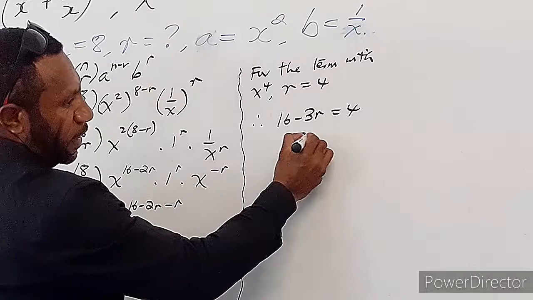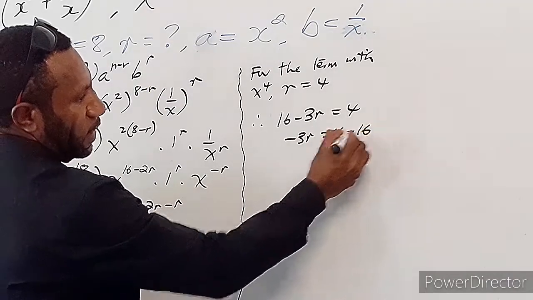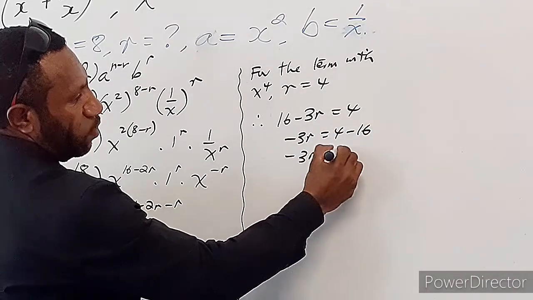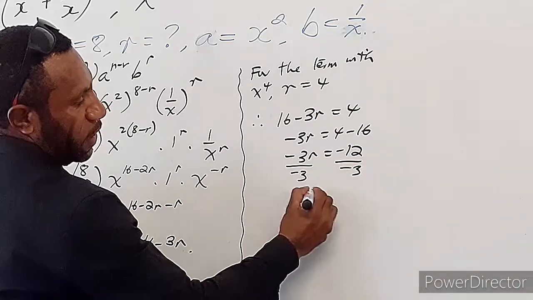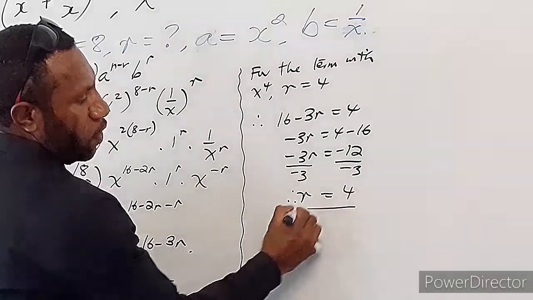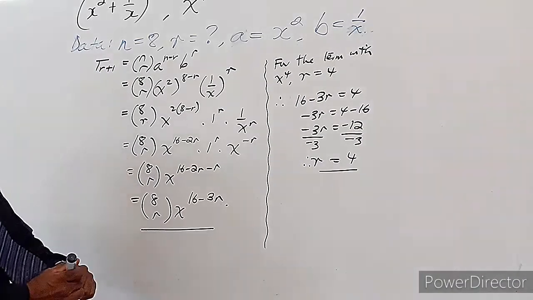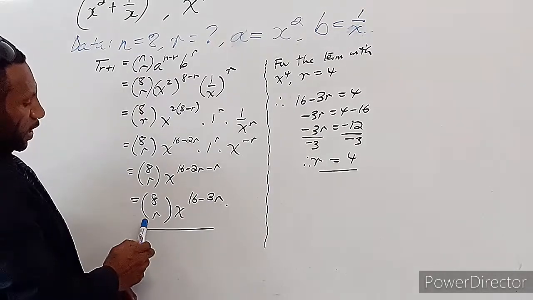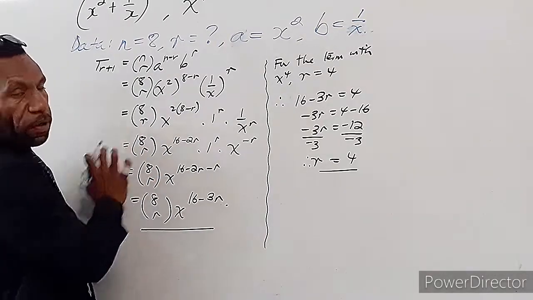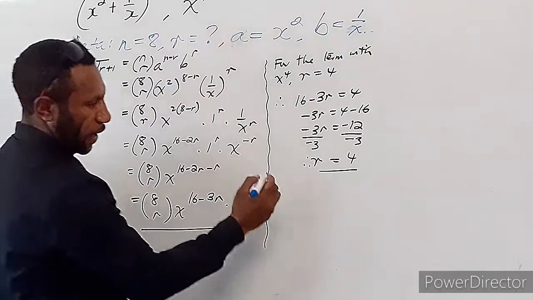Okay, so now you have minus 3r is equal to 4 minus 16, minus 3r is equal to minus 12. You divide by minus 3 on both sides, and therefore r is equal to 4. Now once you find the value of r equal to 4, you substitute back into the general term here, and then you will get the coefficient of x to the power of 4. And this is what happens.